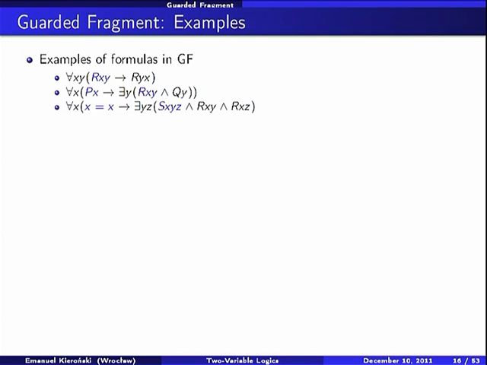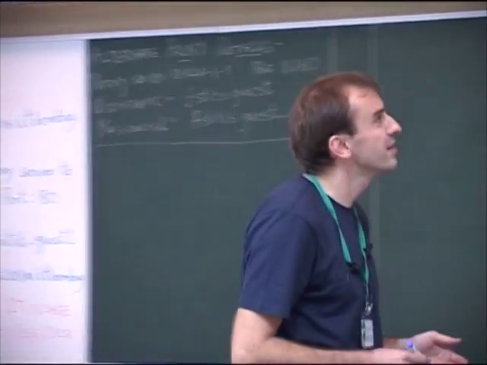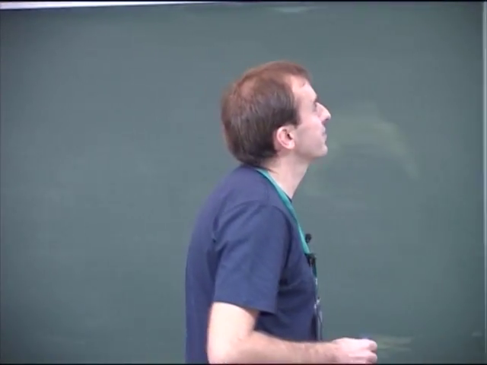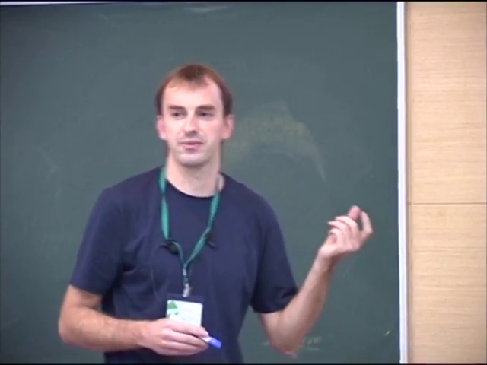Here are some example formulas. For example, the formula defining symmetry of a binary relation is guarded, yes? For all x, y, if x is connected to y by r, then something, yes? Atomic formulas are guards here. Yes. As you see, in the third example, as a guard, we may also use equality. So in fact, if we just quantify a single variable, the guard is not necessary, yes, because we always have equality.